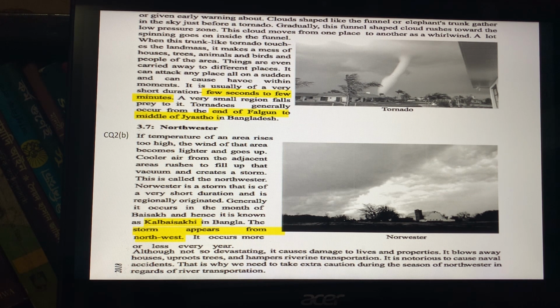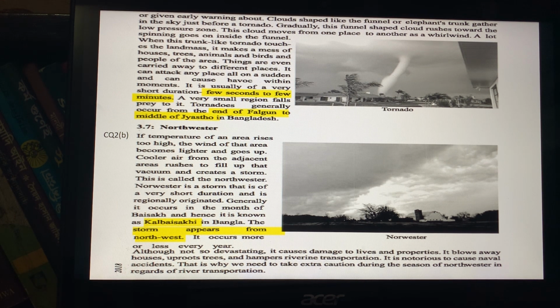Then 7, northwester. You can find CQ2B from this part. What is northwester? See, north and west. So this one starts from the northwest. That's why it is called northwester. The reason is almost the same as cyclone. If temperature of an area rises too high, the wind of that area becomes lighter and goes up. And then what happens? Cool air from the adjacent areas, that means surrounding areas, rushes to fill up that vacuum and then creates a storm. So this storm is called northwester.